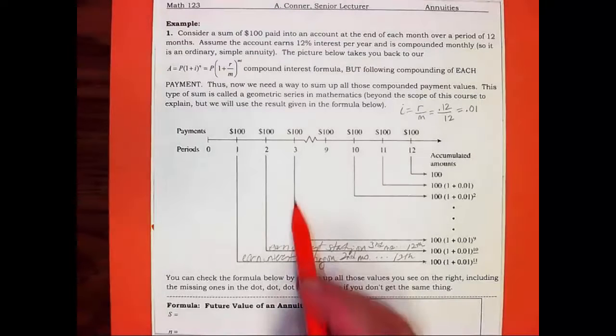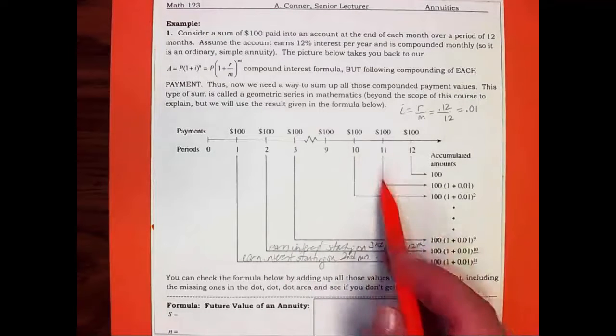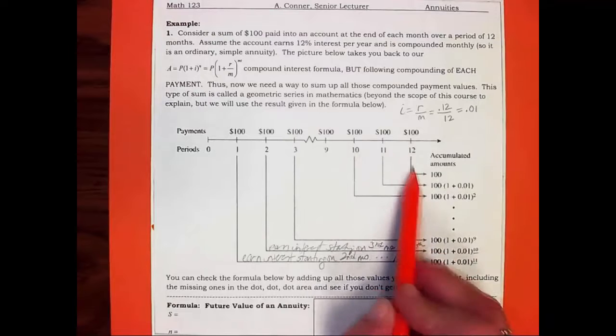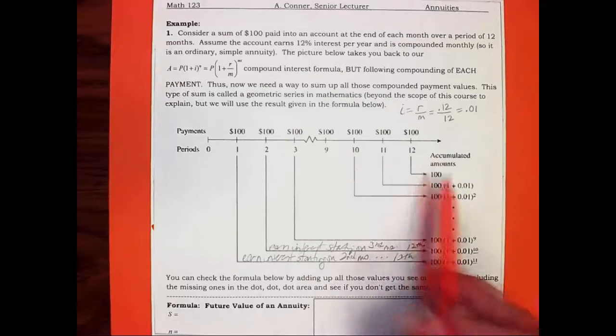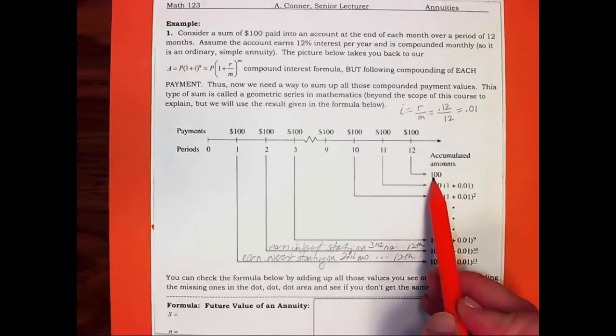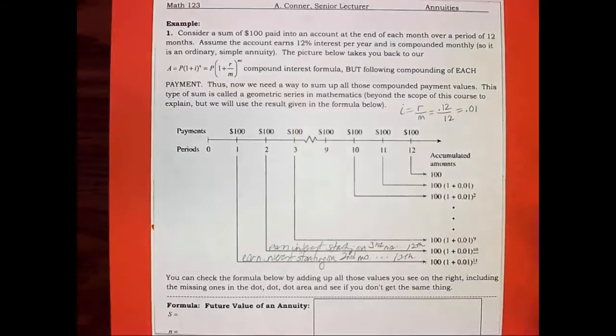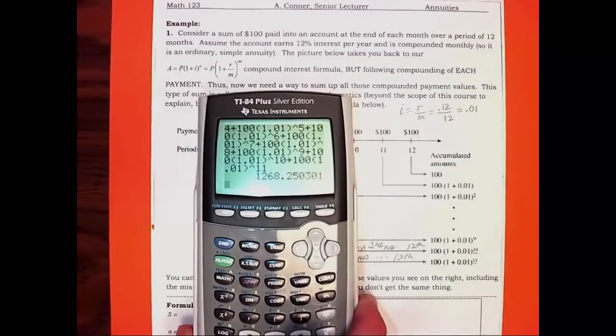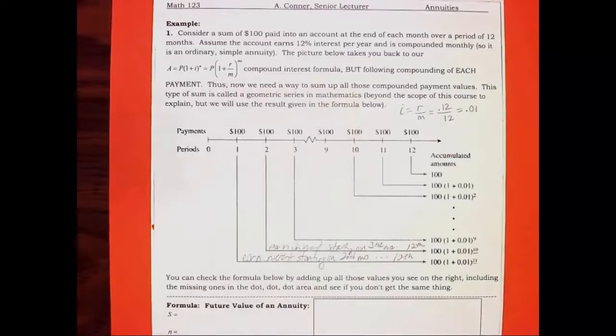So we could go through each payment and we could see the same type of scenario. And what you'll notice with the last payment, since it goes in at the very end of the very last month, it's not sitting in there for any amount of time, so it's not earning any interest. If we add up all of these values, I'm going to end up with $1268.25. So we're going to come up with a little formula down here that's going to give us that same answer. And this formula is based on a geometric series, which is out of the scope of this course, but you can look that up if you're curious as to how this formula is derived.